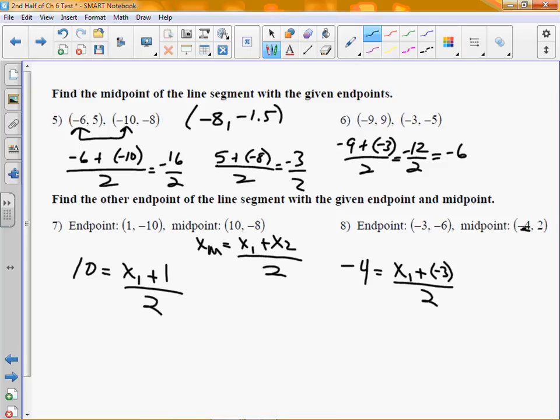Now, look up here. Divided by 2. What's the inverse of dividing by 2? Yeah, you guys know. We know all the right things to do. That's what's breaking my heart here, man, that I know y'all know to do this. -8 equals x1 plus -3. Minus 3. Add 3. -5 equals x1.